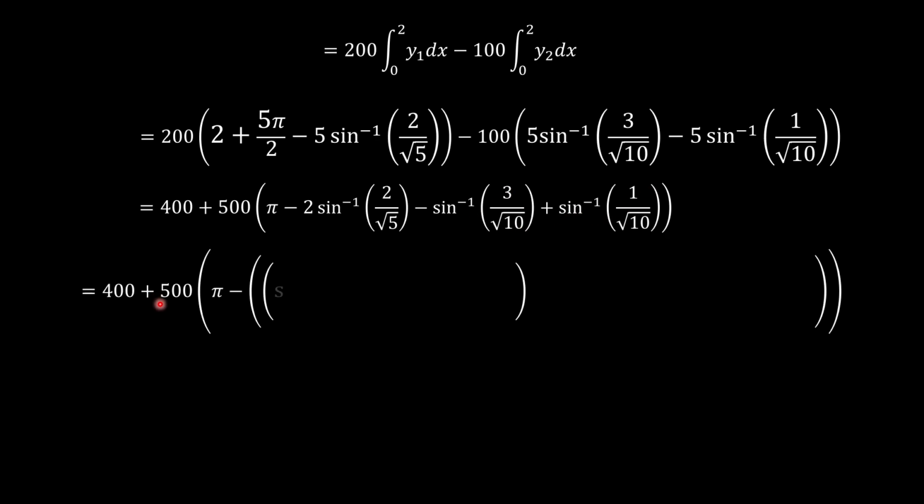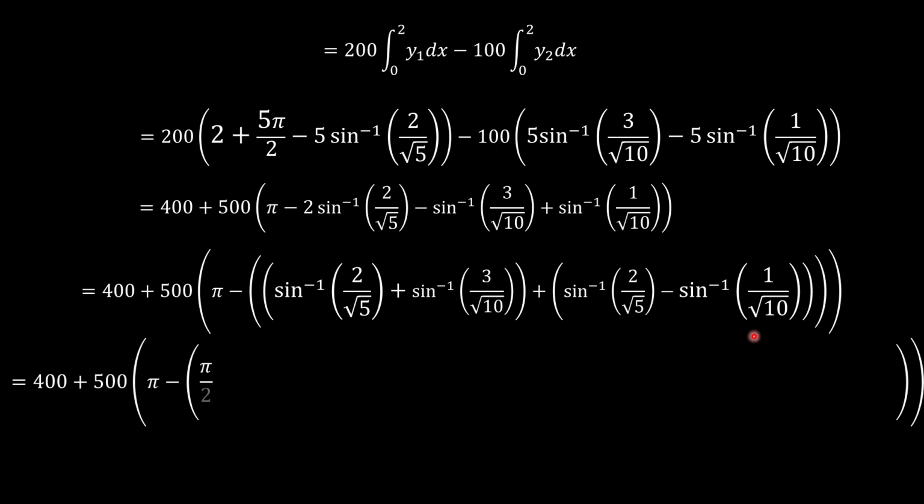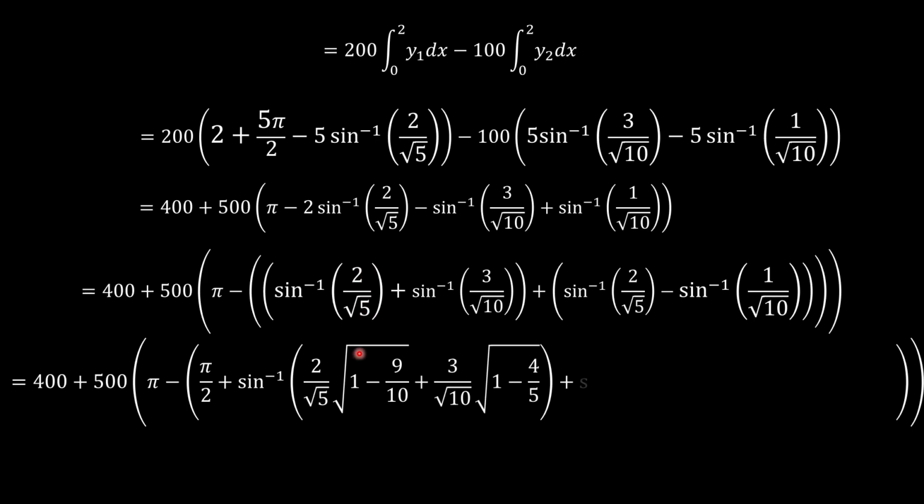We have 400 plus 500, and so we can now let one of these arcsine 2 over root 5 interact with the 3 over root 10, and that's why we have a negative here. We have a bracket, arcsine 2 over root 5 plus arcsine 3 over root 10, and then plus arcsine 2 over root 5 minus arcsine 1 over root 10. It's important to note here that 2 over root 5 is very close to 1, so when you add anything extra, it's going to go across the pi over 2 threshold.